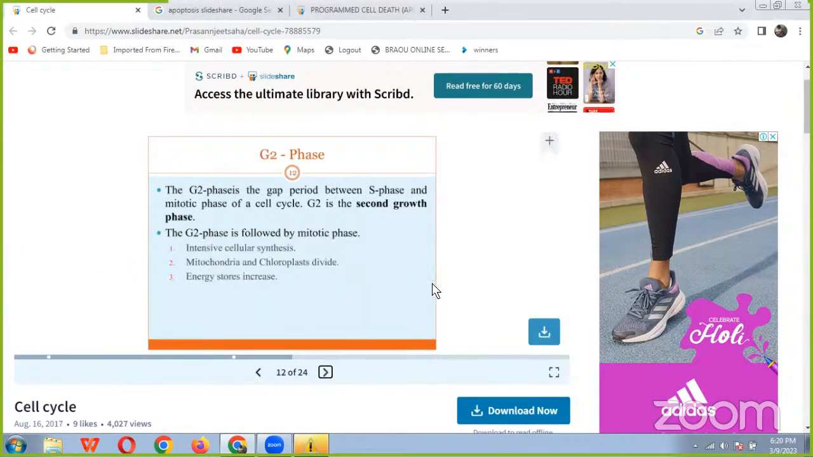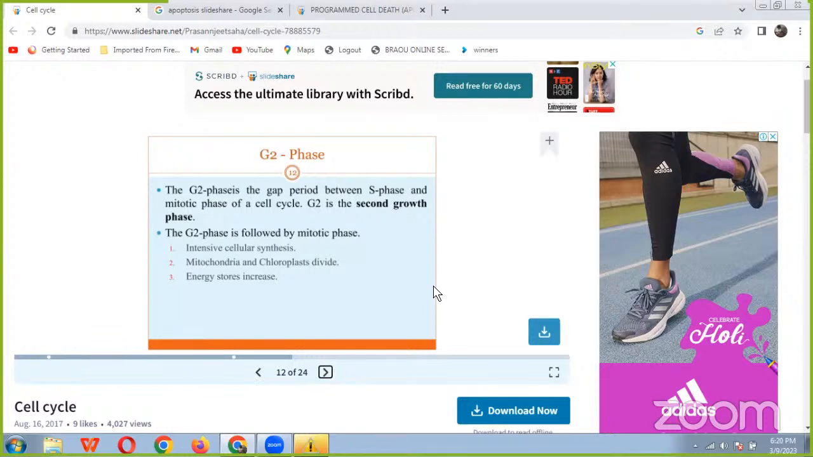Next one, the G2 phase, which is the next phase after the S phase. Mainly it checks that the DNA replication is completed and prepares for cell division. G2 phase is the gap period between the S phase and the mitotic phase of the cell cycle. G2 is also the secondary growth phase. What is the primary growth phase? G1 is the primary growth phase.